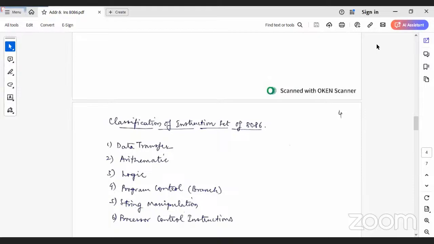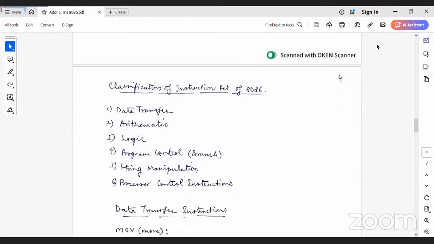Now next we have to see the instruction set. This will be very easy again. All these labels, data transfer, arithmetic, logic, program control, string manipulation, processor control, may look familiar to you. These are the different types of instruction set. Now in this, don't confuse these instruction set labels with your addressing modes.